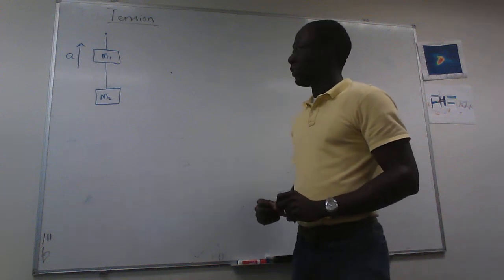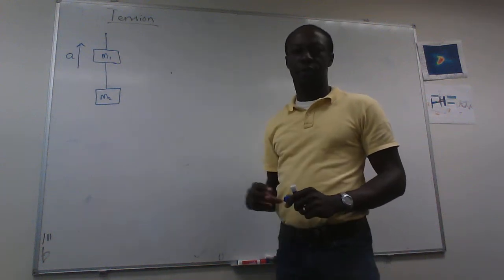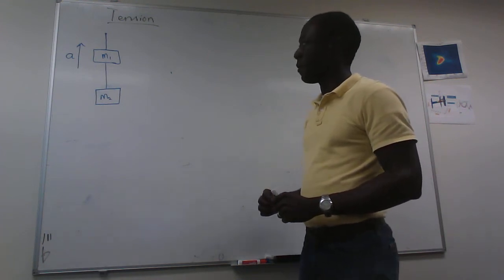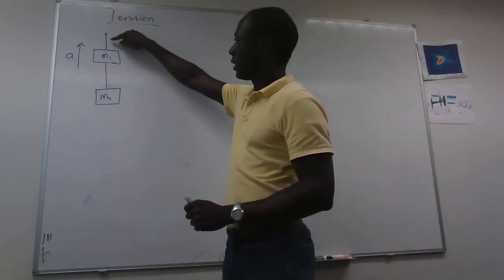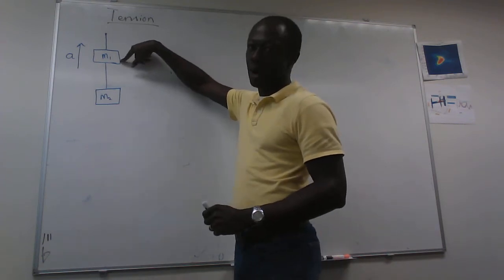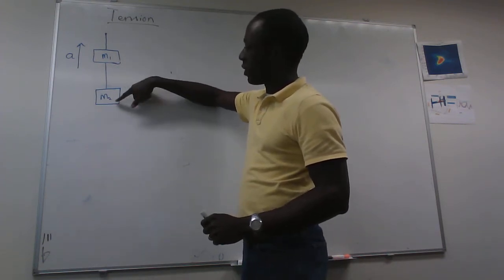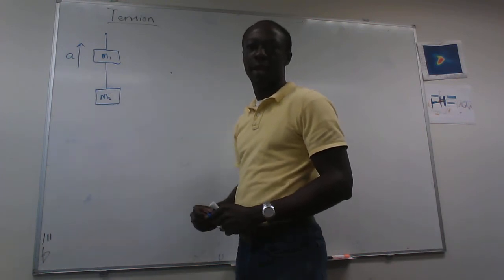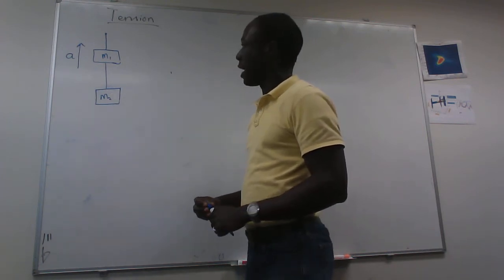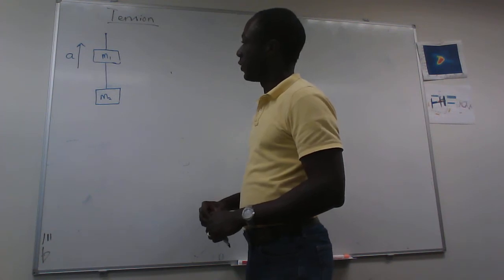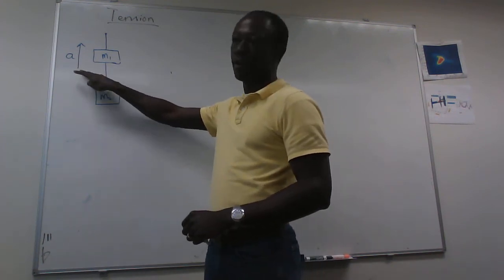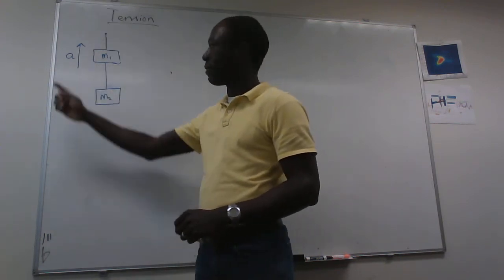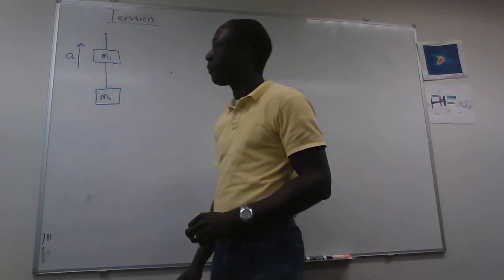Alright, this tutorial is for solving problems involving tension. In this example, we're going to do one where we have a rope connected to some object with a mass m1, which is connected to a second object with a second rope, and the mass of the second object is given as m2. And in this problem, we are told that the whole system is moving upwards with some acceleration given by a.